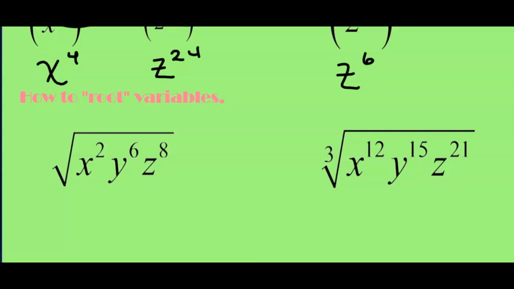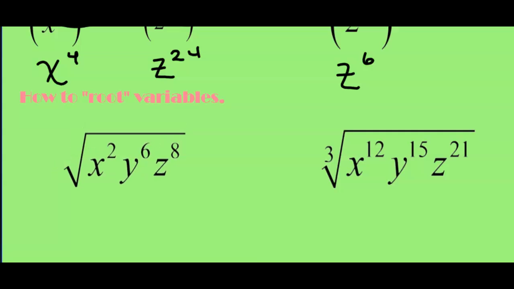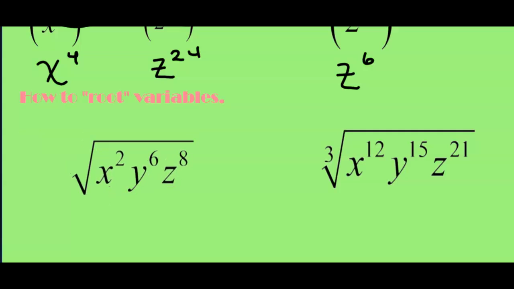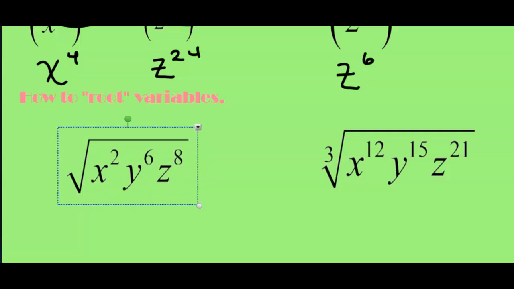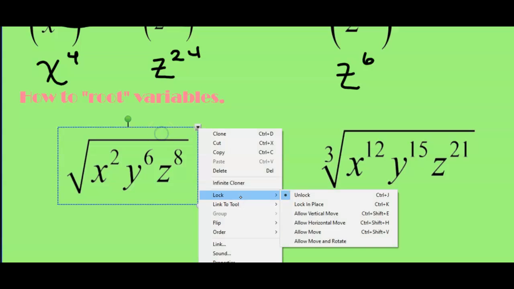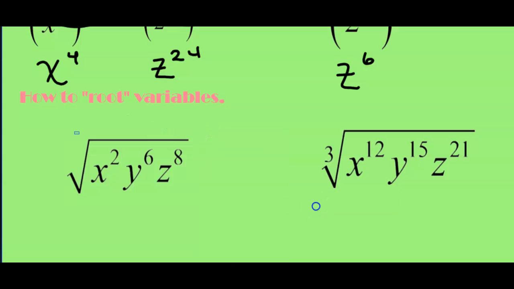So y'all, we're taking the square root right here, and remember that's understood to have an index of 2. So we would just divide. We're going to lock this little guy, and then I'm going to write a 2 here, like that. So we just divide.